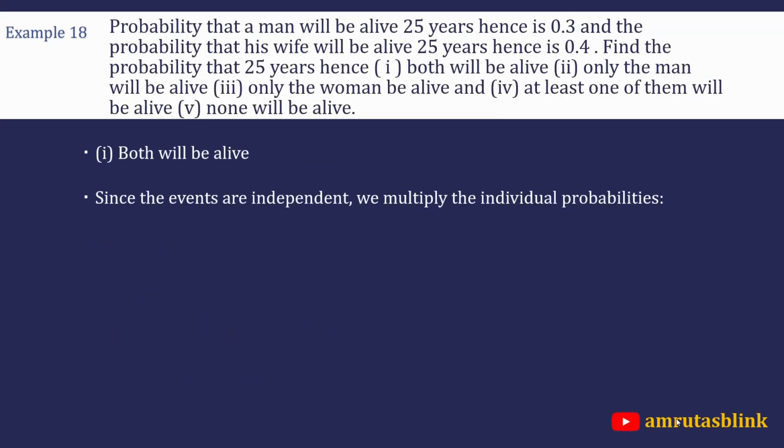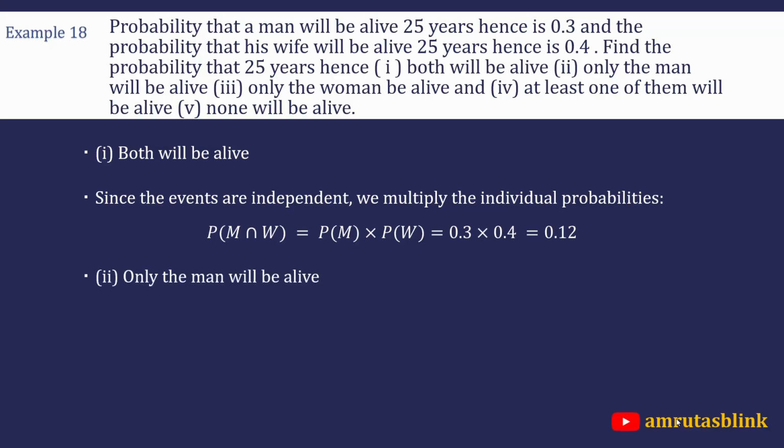Now let's look at the first case, that is both will be alive. Since the events are independent, we multiply the individual probabilities, because the probability of the man and woman being alive is not dependent on each other. Hence probability that both will be alive, that is M intersection W, is equal to probability of M into probability of W, that is 0.3 into 0.4, which is equal to 0.12.